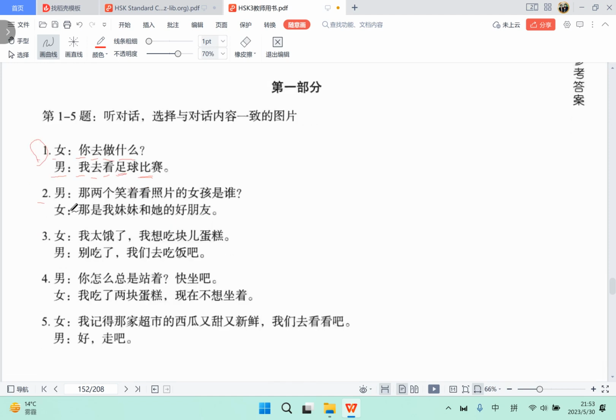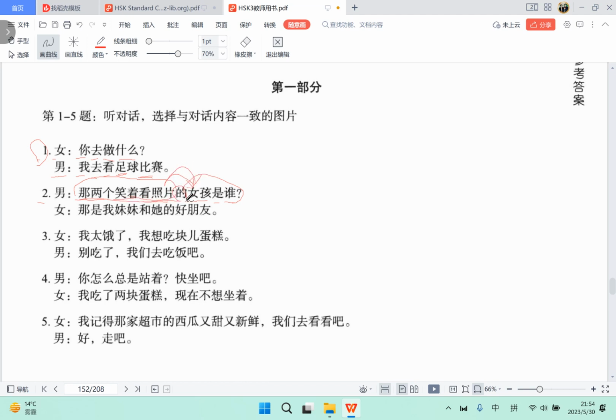And 第二题. 那两个笑着看照片的女孩是谁? So those two girls smiling while looking at the photos, who are they? Here the main sentence is 女孩是谁, who's the girl, and all these parts are just used to describe this girl. In English, we'd use which or that after the girls to add another sentence. But in Chinese, we use phrases to modify this word.